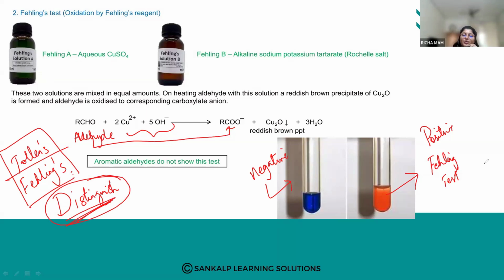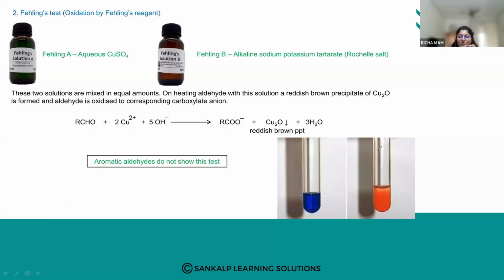So both these tests are the distinguishing tests between aldehydes and ketones. Very, very important. You have to remember the formula, and you have to remember the color. For a positive test, what will it give, what is the formula, what does it consist of, what is Fehling's solution made up of, what is Tollens' solution made up of.